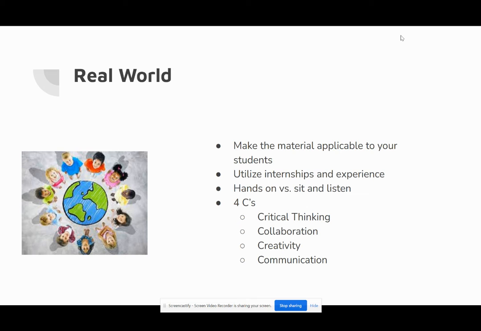With this, we talk about hands-on versus sit and listen. This is just a little phrase that I came up with. So students using the materials, using their hands, getting involved versus just sitting and listening to the teacher. And then teaching them the 4 C's: critical thinking, collaboration, creativity, and communication. The 4 C's are really important, not just in the classroom, but as they move on into college or career readiness and just life in general.